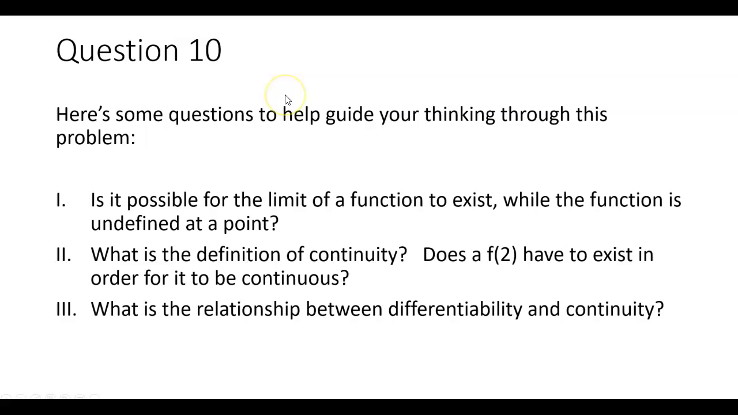Here are some questions you guys can ask yourselves to help guide your thinking through this problem. So first of all, ask yourself, is it possible for the limit of a function to exist while the function is undefined at that point? In other words, is it possible there's no dot located at a spot, but the limit still exists? Next question, what is the definition of continuity? Does f of 2 have to exist in order for it to be continuous?